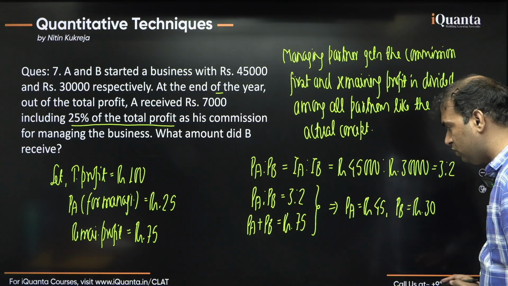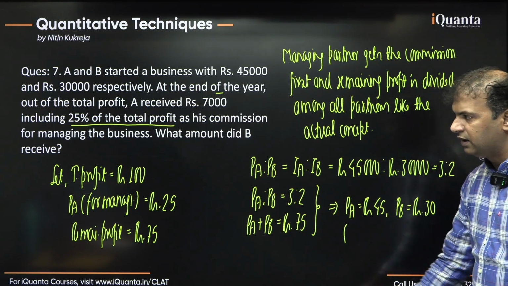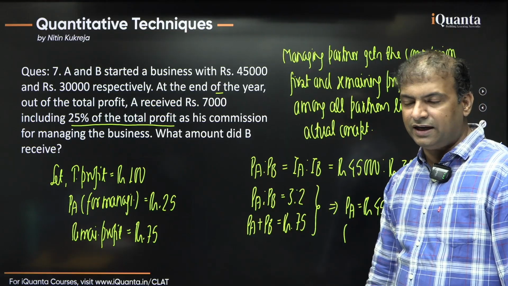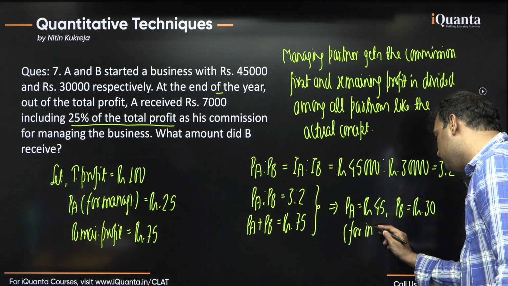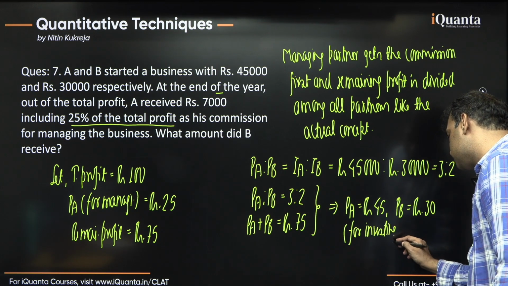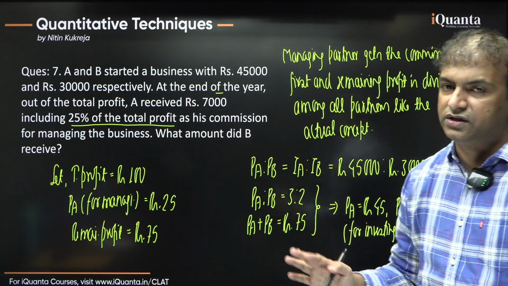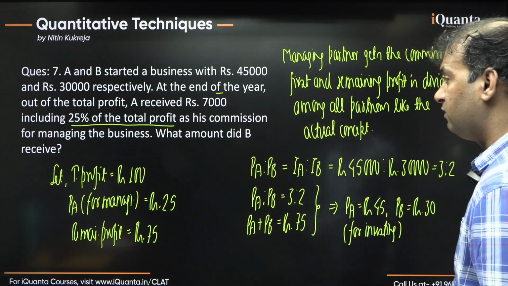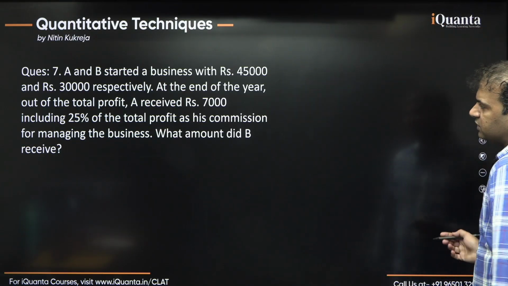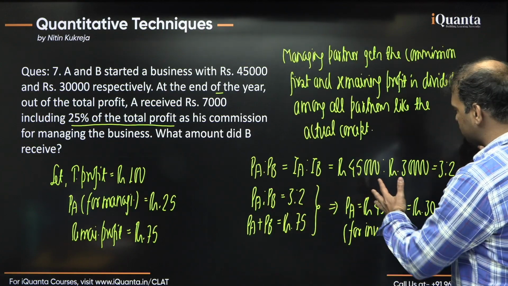And this profit, what is it for? The first profit Mr. A was getting for managing the business, and this profit, both of them are making for investing into the business. This is for both A and B. This is the first time I'm writing some extra things; you do not need to write so much when you are solving, obviously. So guys, what is the total profit which they are making? Let's go to the next slide.